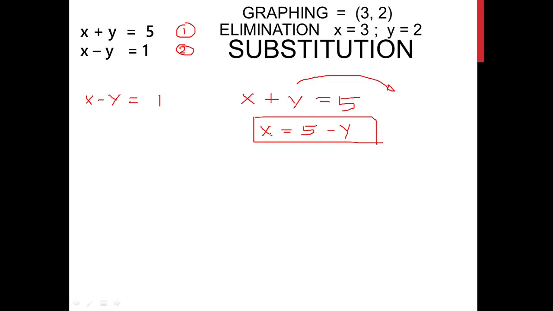Now, I already solved for the value of x here, which is 5 minus y. So I'll substitute the value of x here. My x is 5 minus y, minus y. This is the value of my x. Then just copy this, minus y equals 1. Now from here, as you can see, I only have one variable, which is y, right? So let's combine similar terms.